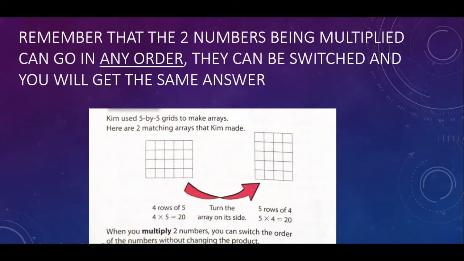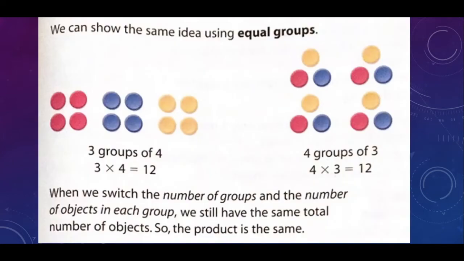Remember that the 2 numbers being multiplied can go in any order. They can be switched and you will get the same answer. So 4 times 5 is the exact same as 5 times 4. It doesn't matter what order you put it in. It will not change the product, which is the answer. So 4 times 5 or 5 times 4 will always be 20.